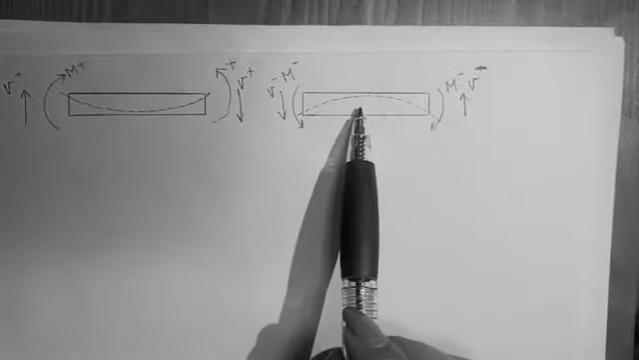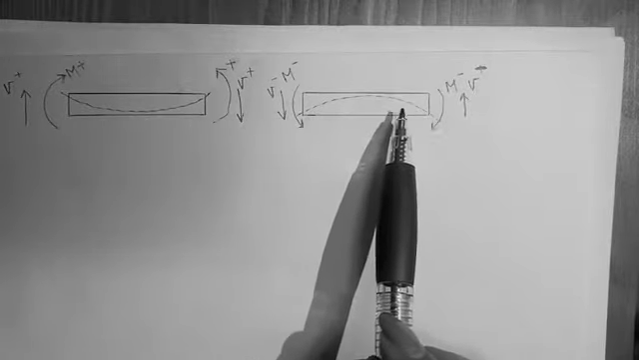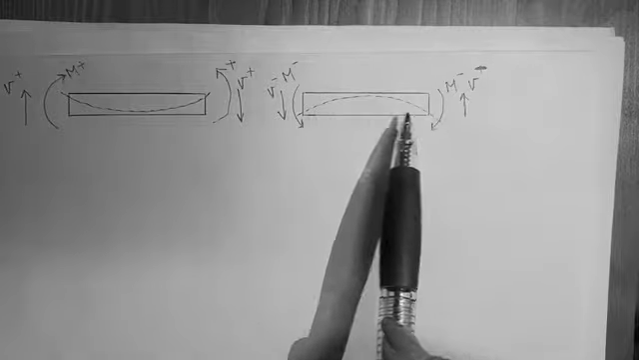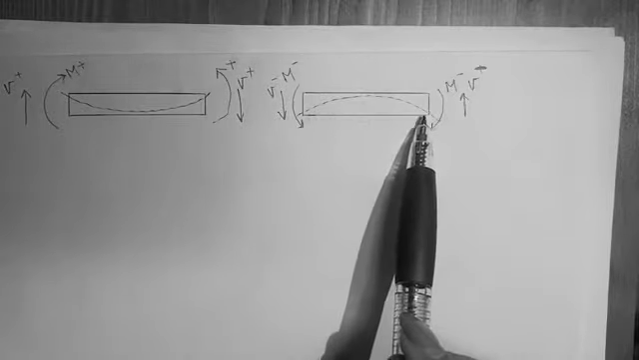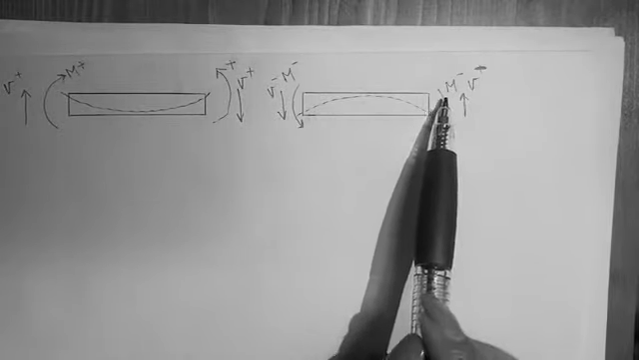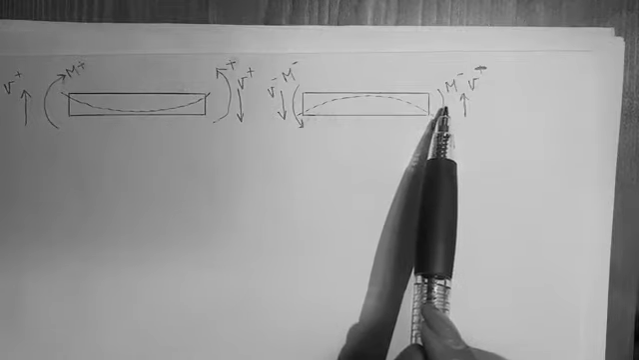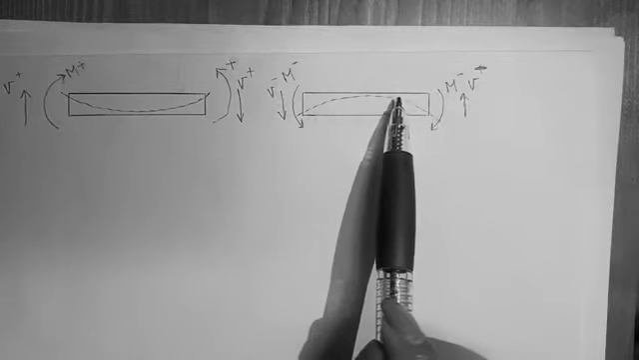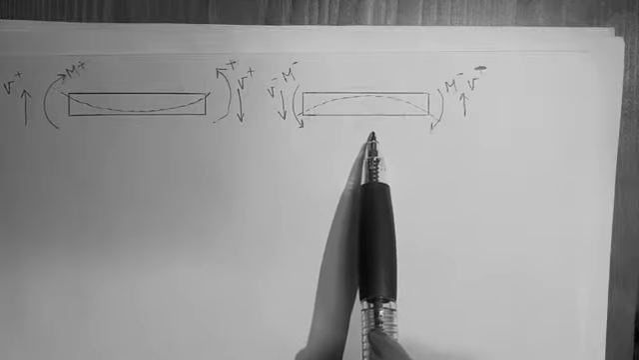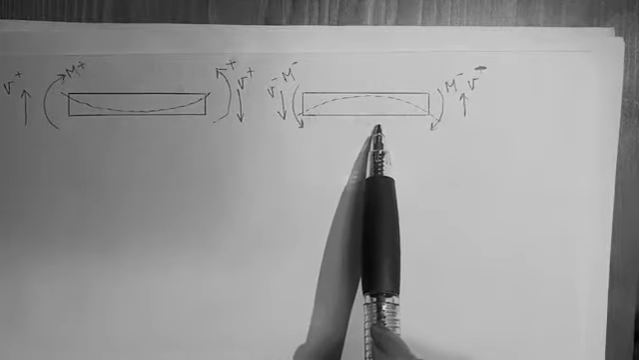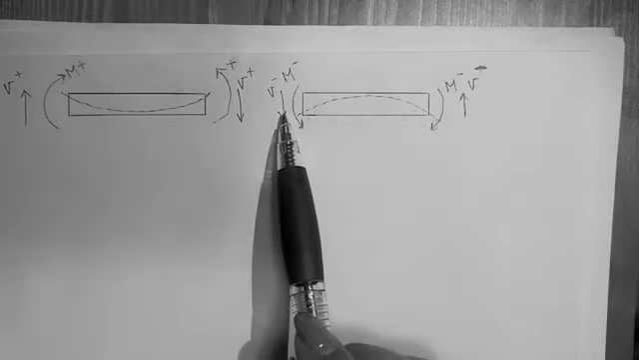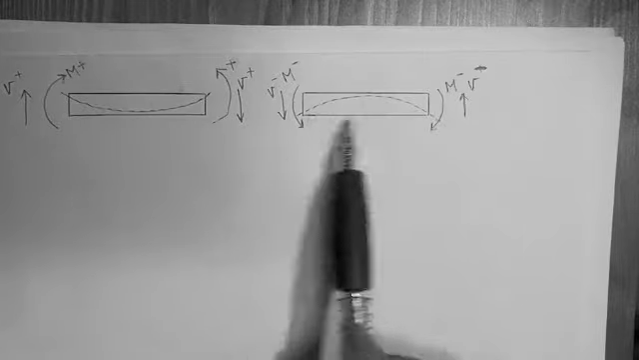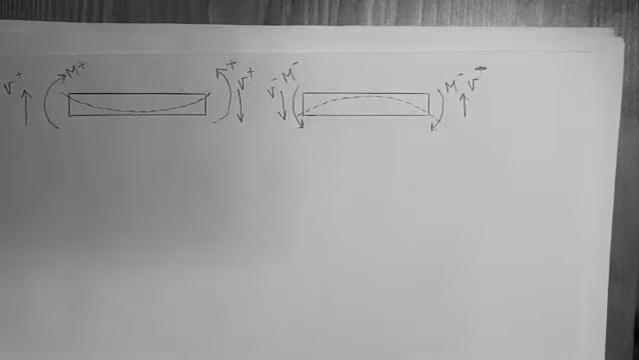On the other hand, if a beam is going to be bent like this, for example making a sad face, you have minus moment. In this situation, the upper part is under tension and the lower part is under compression. And you can see that this is the negative shear.